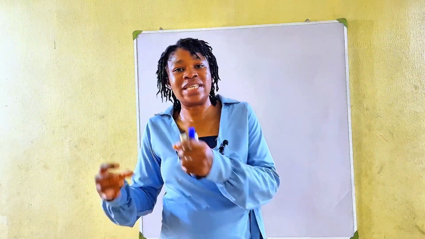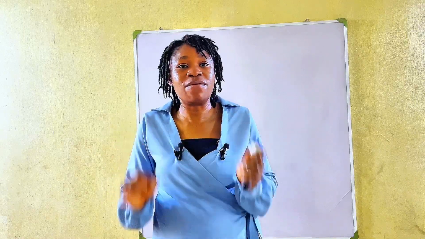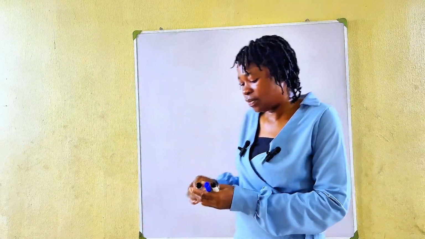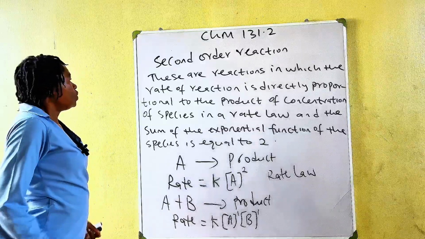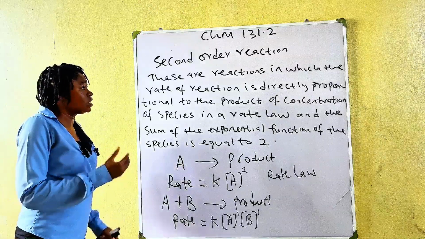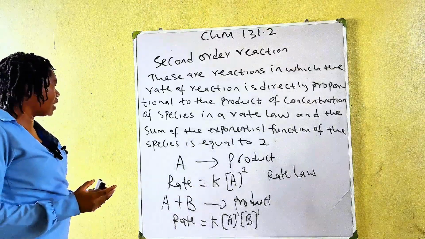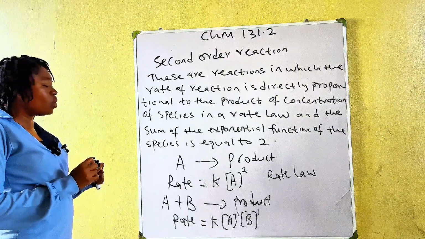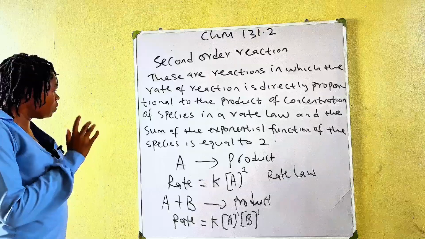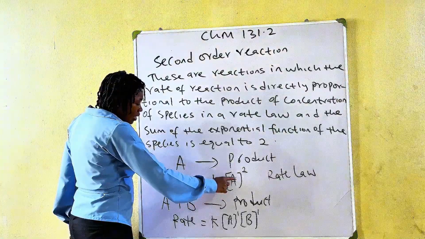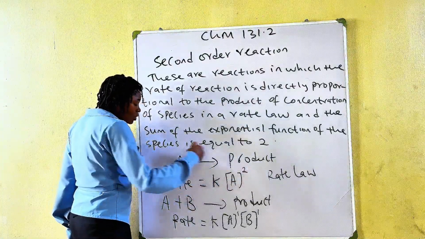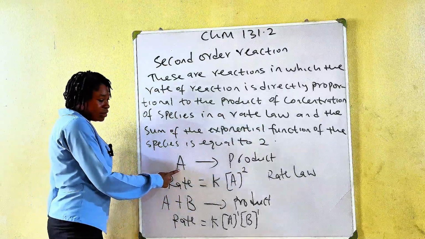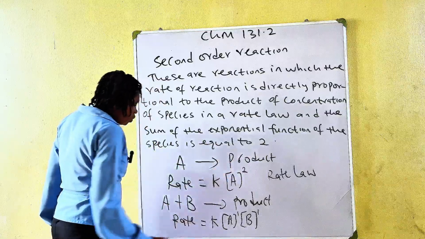Today's lesson we'll be looking at second order reactions and calculations involving order of reaction and rate law. So, second order reactions are reactions in which the rate of reaction is directly proportional to the product of concentrations of species in a rate law, and the sum of the exponents of the species is equal to 2. You can see the order of reaction is second with respect to what? A. So, if you have only one reactant, that A will be raised to the power what? 2, which is the order of the reaction.